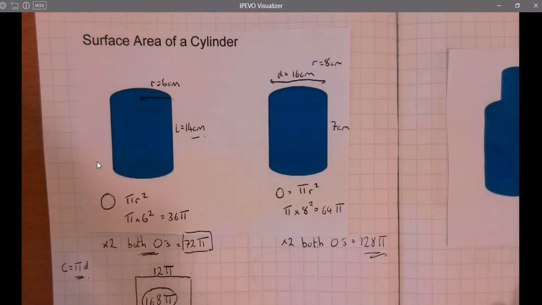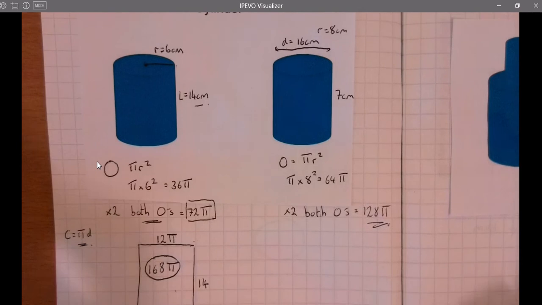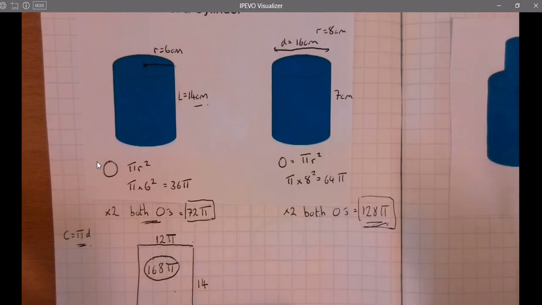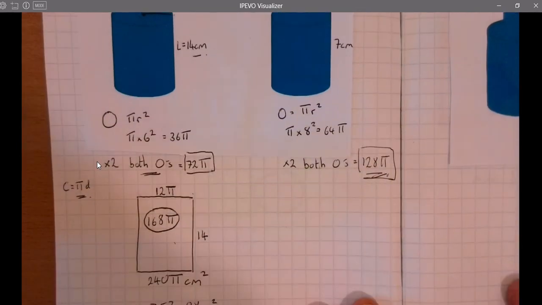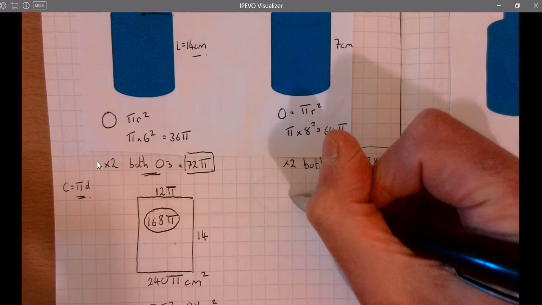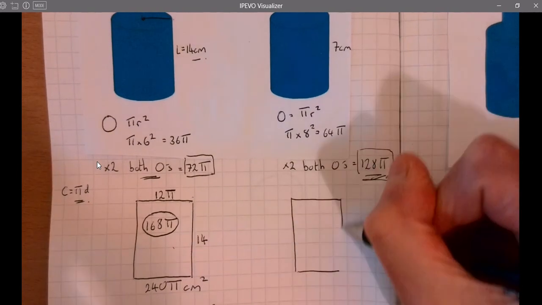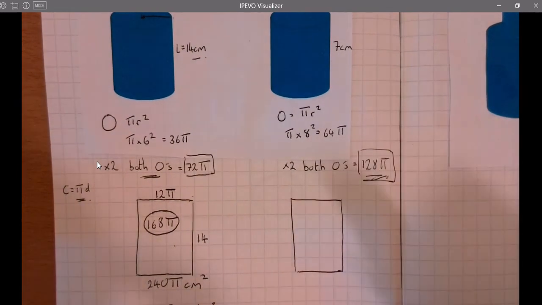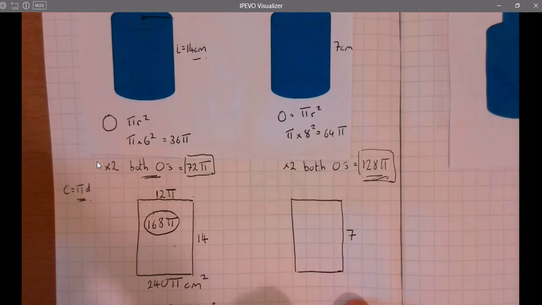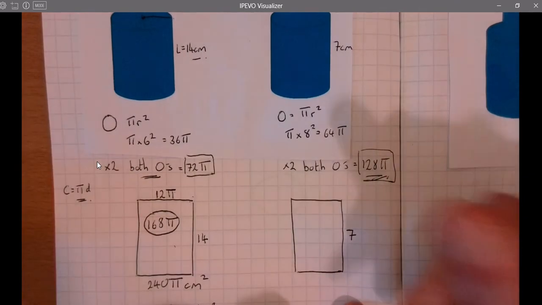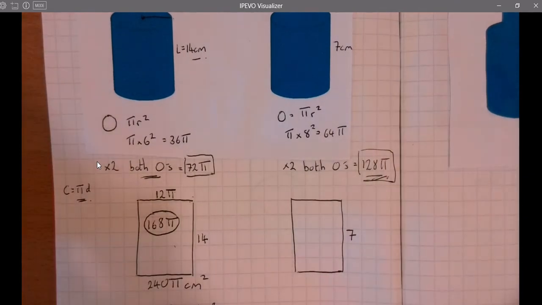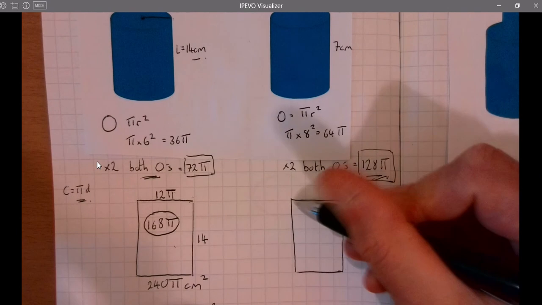All right. Now think about the curved part. Okay. Now it just makes it easier if you draw yourself a very quick sketch of the rectangle. All right. So we know one of the dimensions. One of the dimensions is 7. It doesn't matter whether that's the longest or the shortest. Doesn't really make any difference. Right, it's just a rectangle. You're just going to do that times that.